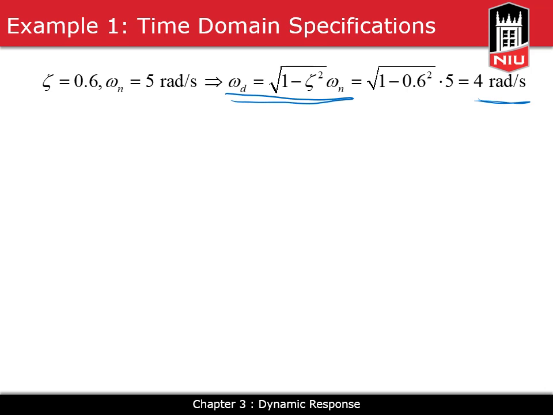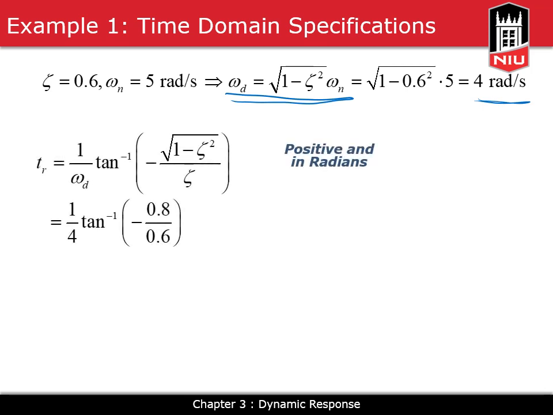Next, we just go ahead and write the formulas. It starts with rise time. Here's the original formula for rise time. As I said earlier, you have to be careful with that inverse tangent. It has to give you a positive answer, and you have to find that in radians, not degrees. Why positive? Because the rise time is obviously positive, not negative.